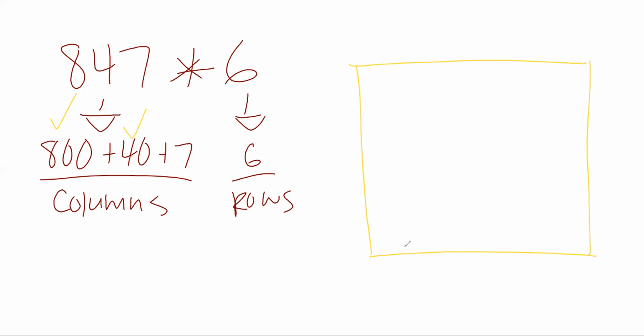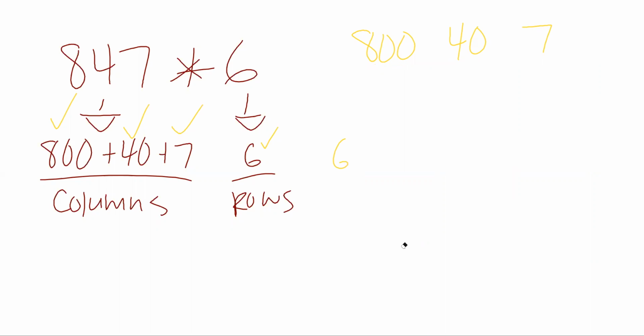I have 1, 2, 3 columns. So one column is 800, one column is 40, and another column is 7. And I have 1 row, 6. Oh, I made that pretty big. Tell you what. Let's give ourselves a little space. I just realized I did not have to make it so large because I only had 1 row.